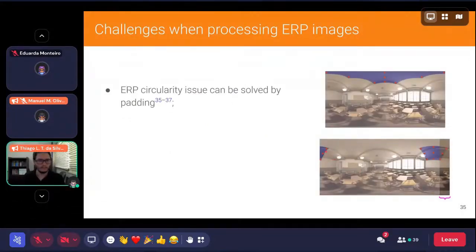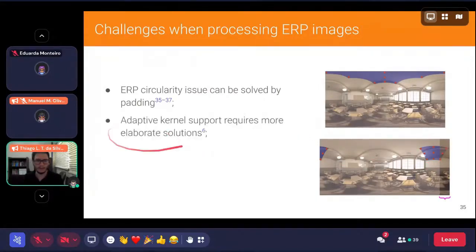Well, as I mentioned, the circularity issue can be solved by padding. So we can perform the padding manually and then process the information, and that's it. Or you can use some kind of module operation. But adapting the kernels is a bit more tricky, because we now have kernel sampling points that need to be spread depending on the kernel position.